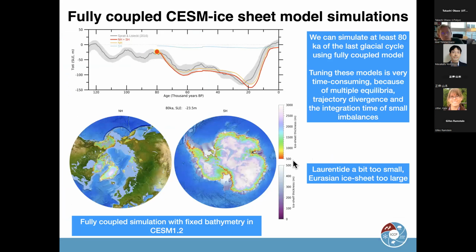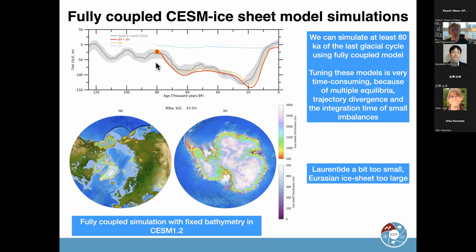And my last slide is about our ongoing efforts here at the IBS Center for Climate Physics. We have now coupled the CESM 1.2 model to the Penn State ice sheet model in both hemispheres, in the Northern Hemisphere and Antarctica.